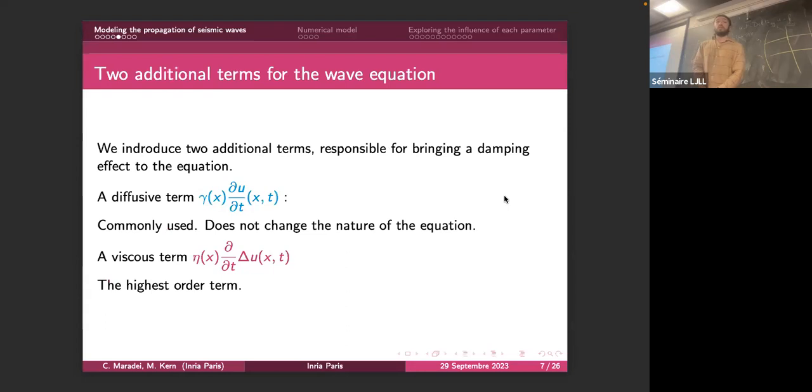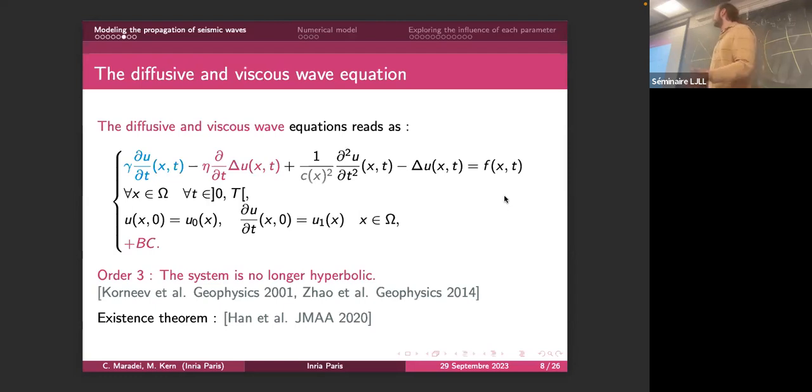The first one is what we call a diffusive term. So it's the time derivative of u. It's commonly used. It does not change the nature of the wave equation. It only brings damping. And the second one, which is the more special one, is what we call a viscous term. So it's this time the time derivative of the Laplacian of u. It's the highest order term and it changes the nature of the equation. So the model that we're going to have looks just like this. We have the wave equation and those two additional terms. As I was saying, the system is no longer hyperbolic because it's no longer the wave equation, but we know from this reference that there exists a solution.